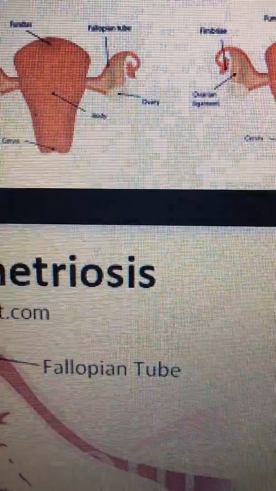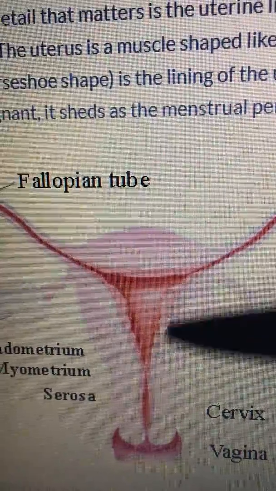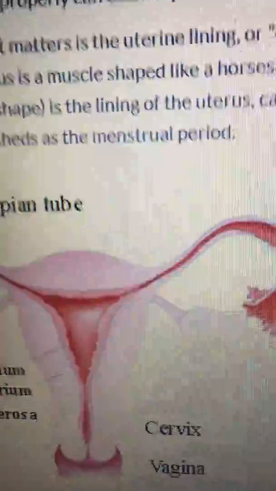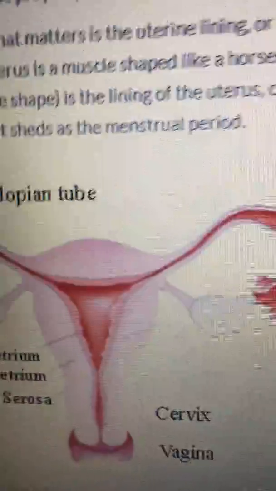You also get a progesterone pill as well. And increased progesterone is going to thicken this lining. So that's what progesterone pills do. And they can even stop periods, if you continually take them.